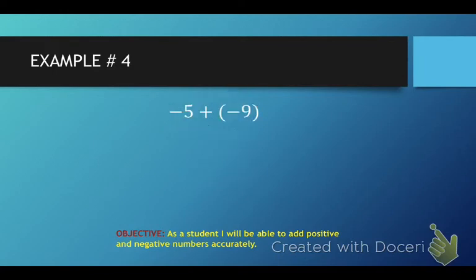Here we go. Number 4. This one right here. We have negative 5. Remember, we used the operation symbol right in front of the digit. Negative 5, that means it is a bill. Plus a negative 9. Remember, we're using the negative sign because it's right in front of the digit. That is also a bill.